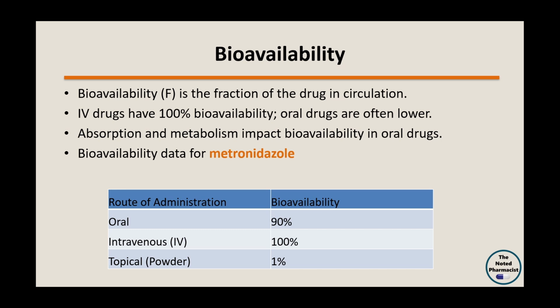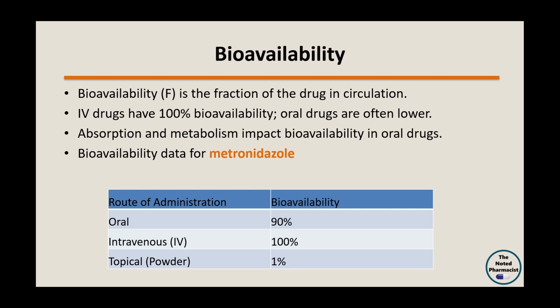Bioavailability, F, is the fraction of an administered dose that reaches the bloodstream in its active form. For intravenous drugs, bioavailability is 100%. But oral drugs often have lower bioavailability due to absorption barriers and metabolism.